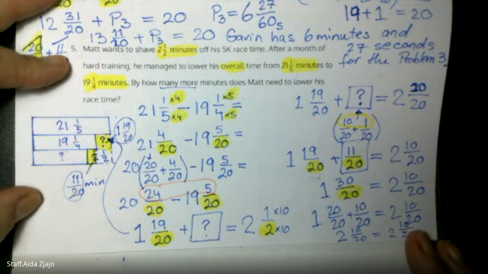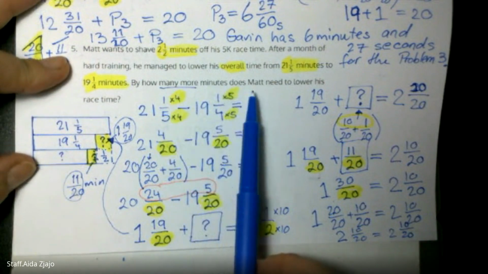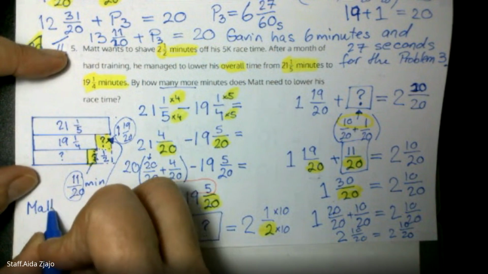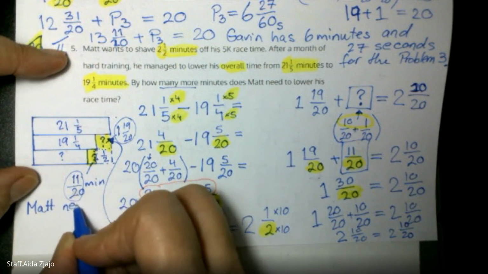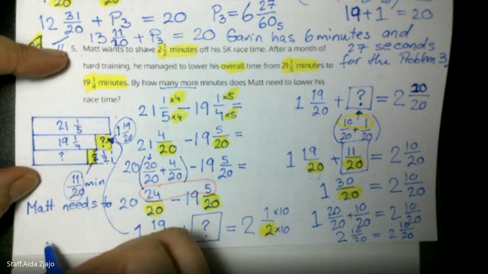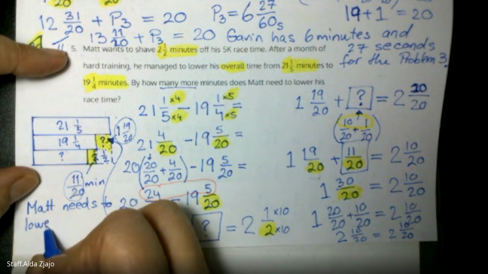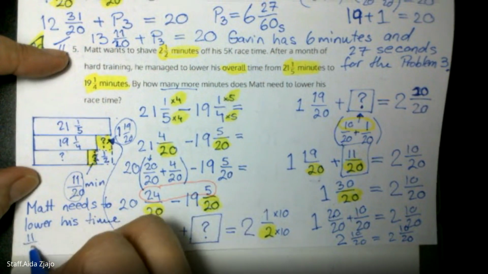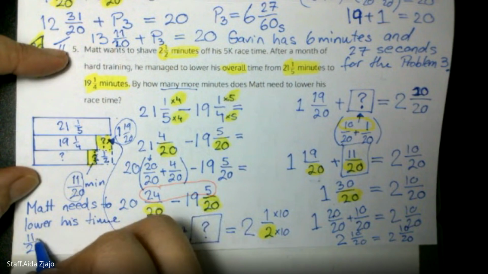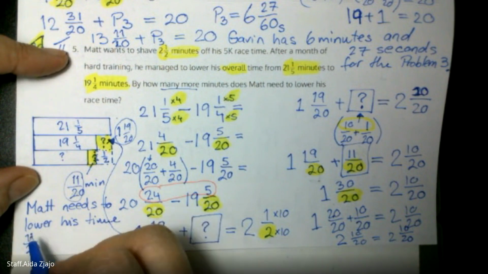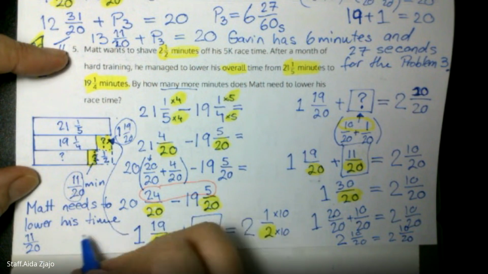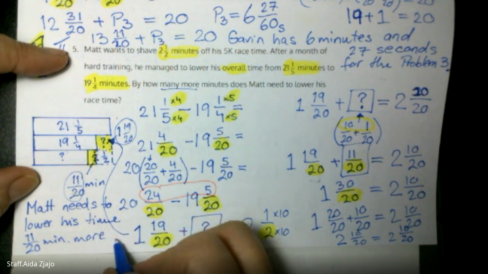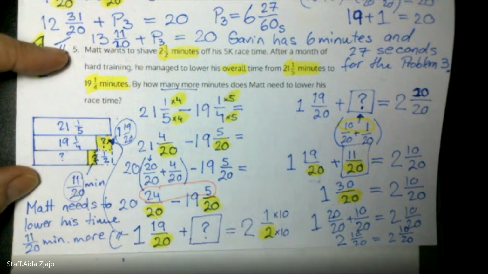Hope you understand. How many more minutes does Matt need to lower his race time? Matt needs to lower his time 11/20 minutes more. That was our answer.